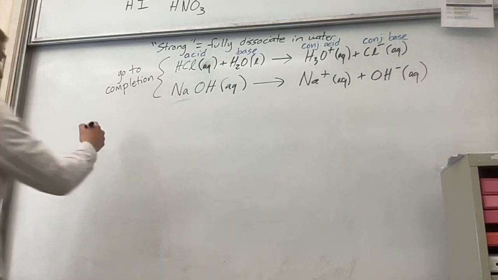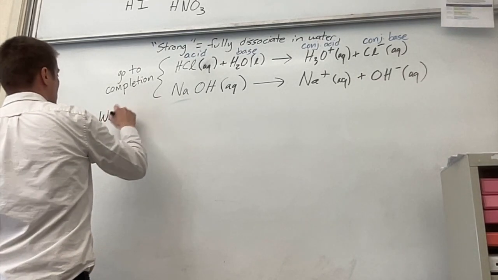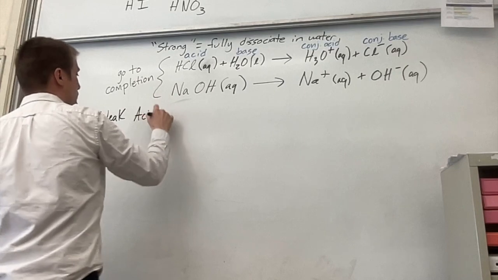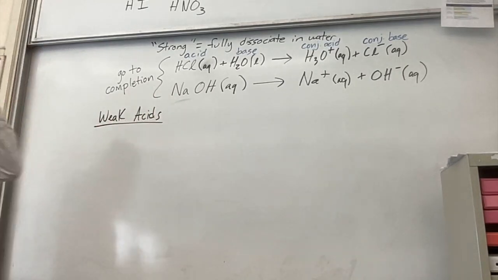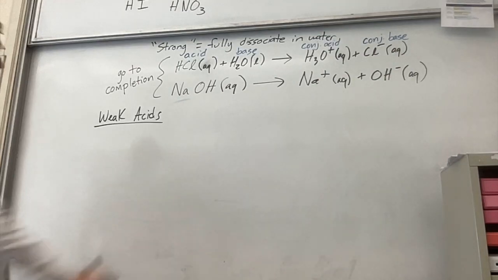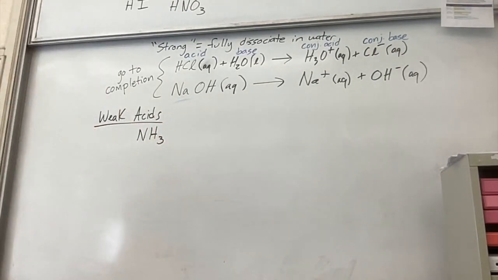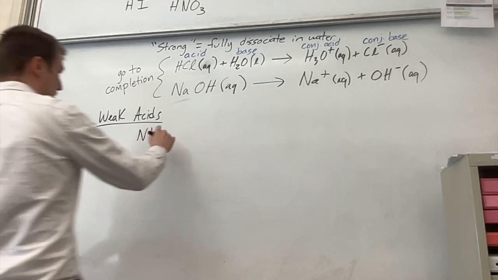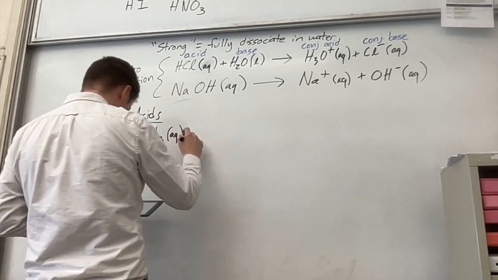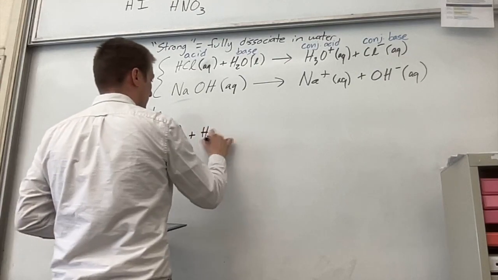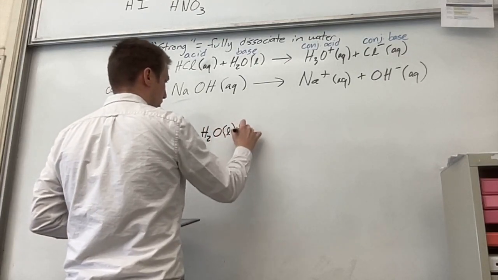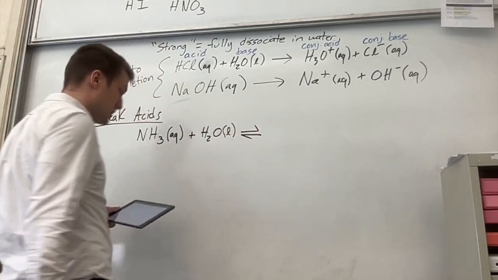Okay, weak acids. They don't fully dissociate, so you have to worry about what the dissociation constant is. Here's an example: ammonia, NH3, aqueous, and H2O liquid. You will get an equilibrium.